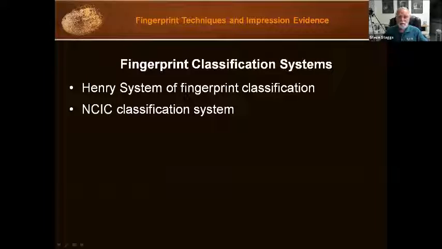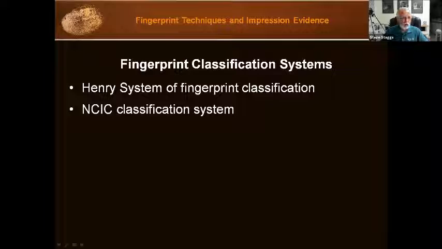With the use of a fingerprint classification, a fingerprint card can be filed, located, and retrieved in a manual fingerprint filing system. We can learn the formula used to code fingerprint cards for the purpose of filing and retrieval in a manual filing system. So to classify a fingerprint card using the Henry system, we're going to talk about that first, and then we're going to learn how to do the NCIC classification system.